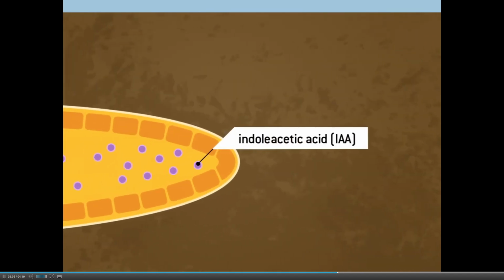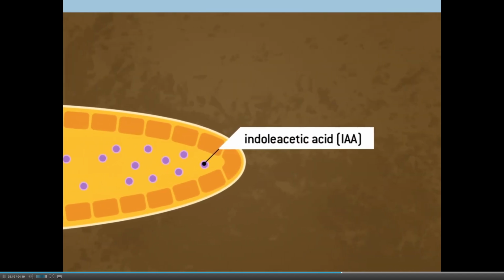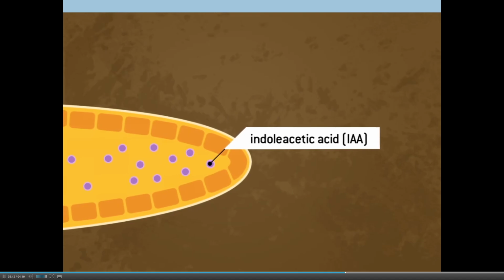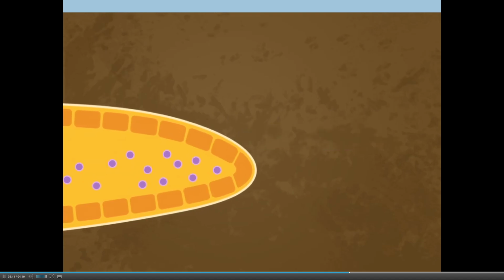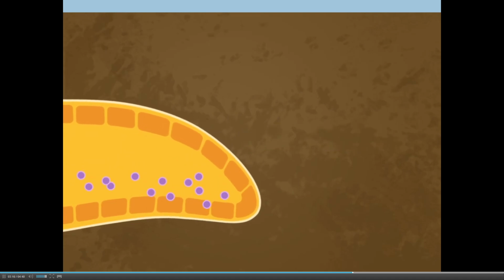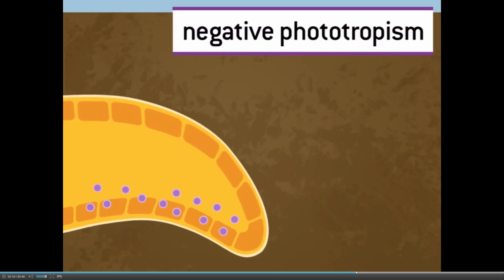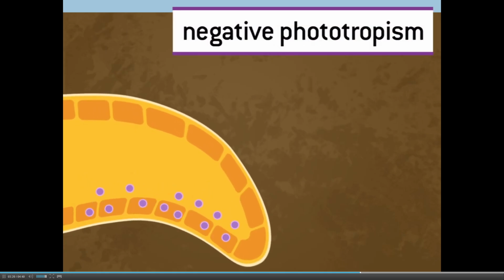The effect is the opposite in a root because high concentrations of indolacetic acid inhibit growth in roots. The root grows and bends away from the light in a negative phototropic response. This response increases the probability of a root growing into soil and towards water and nutrients.